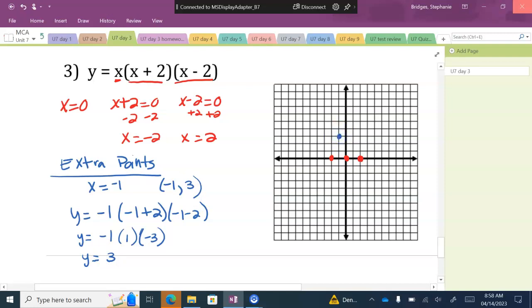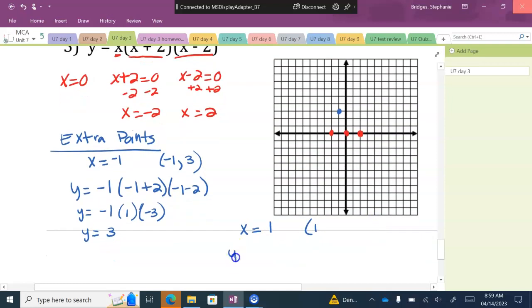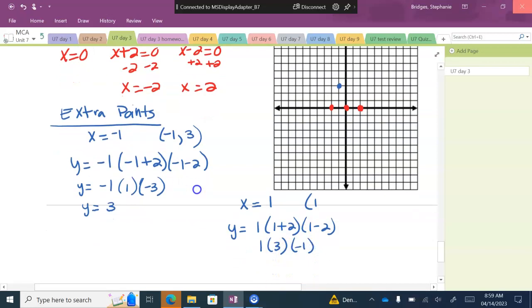And then I have to choose my second extra point, which is going to be in between 0 and 2. What's the only whole number I can choose there? 1. So we got y equals 1 times x plus 2 times x minus 2. So that's going to give me a +1 times a +3 times a -1, which gives me a value of -3. So I'm going to put a point at 1, -3. Got my zeros, got my extra points.